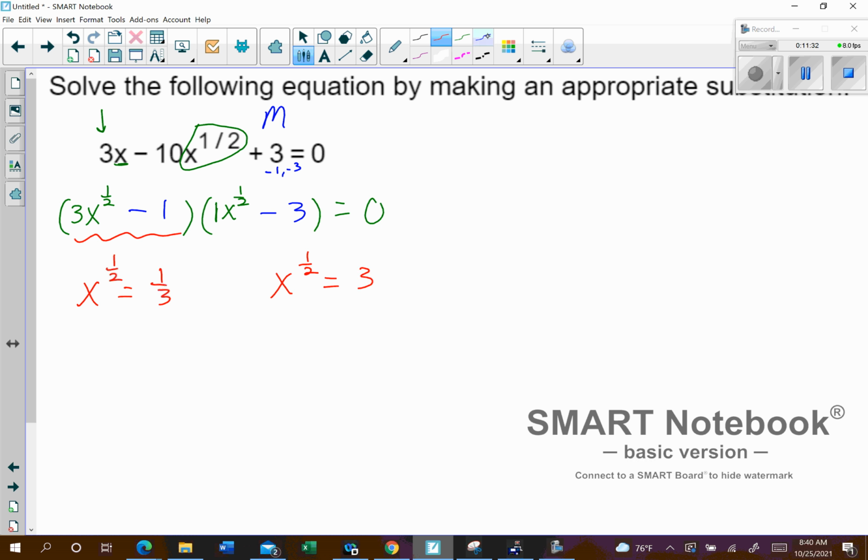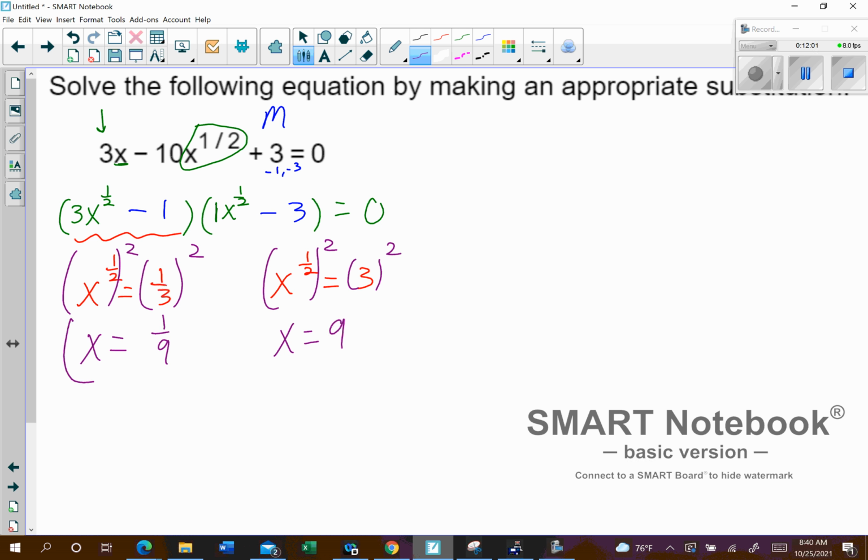And then now what we're going to have to do is square both sides. Now this is the one where you have to be a little bit more careful with your answers. So let's see, when I square power to a power, this just becomes x equals 1/9. And then on this one, when I square both sides, this will become x equals 9. And so you do have to be a little bit more careful on these, but I don't think there's any issues with this problem. They should both work.